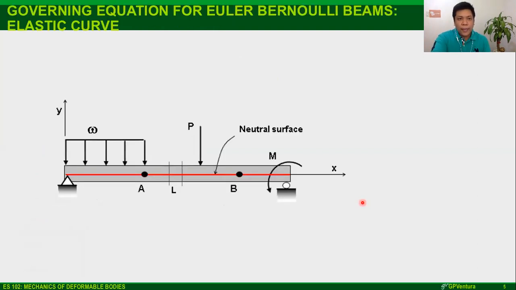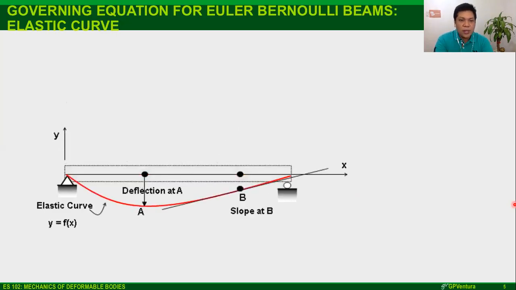Okay? Now, it is important for us first to derive the governing equation for what we call the Euler-Bernoulli beams. Take for example this simply supported beam subjected to transverse loads as shown. Again, we have defined our neutral axis as the axis or the surface wherein there is no deflection at all. Once I apply these transverse loads, this is what the beam looks like. This is what the neutral axis looks like. This is what you call the elastic curve.